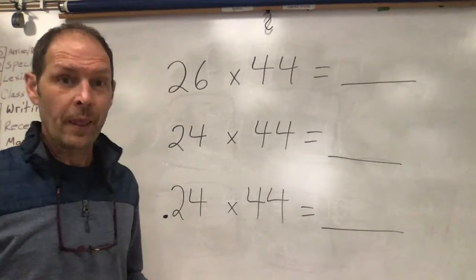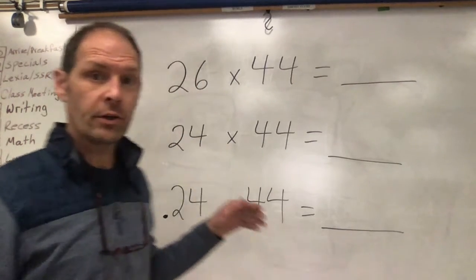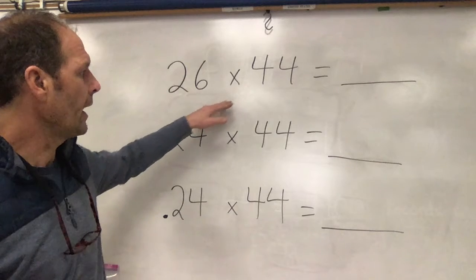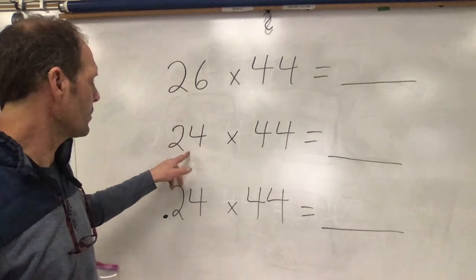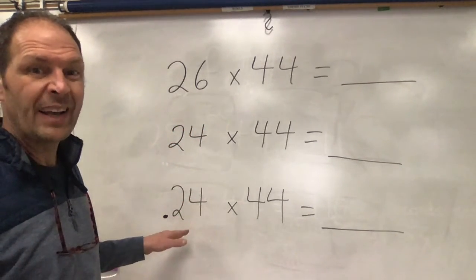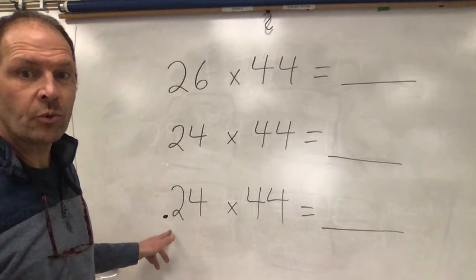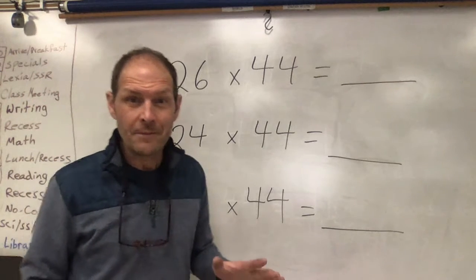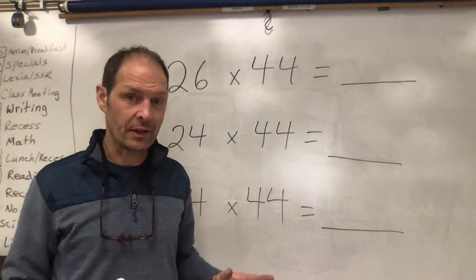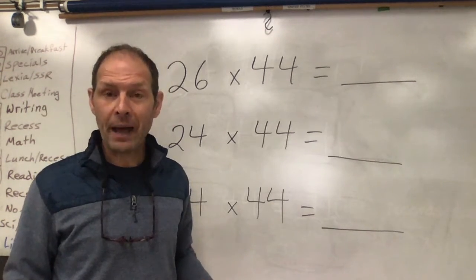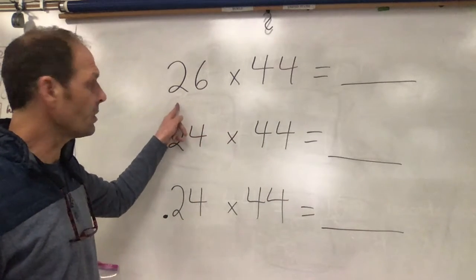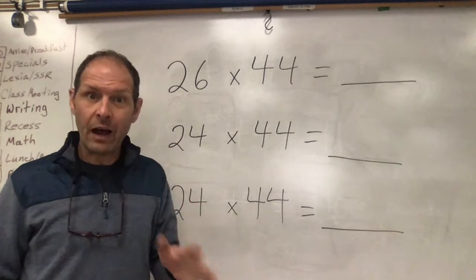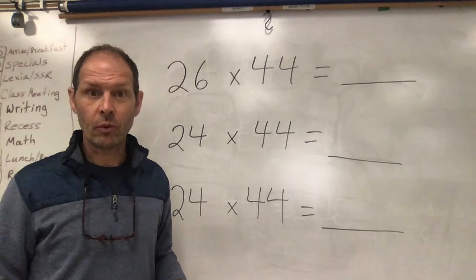the next 3. If you look across your book, you'll see the next one down is 26 times 44. To the right of that is 24 times 44, and to the right of that is 0.24 or 24 hundredths times 44. Okay, we're going to use some number relations here, some stuff you've actually used in the past. We're going to look at this first one, 26 times 44. We figured out what 25 times 44 was, didn't we?